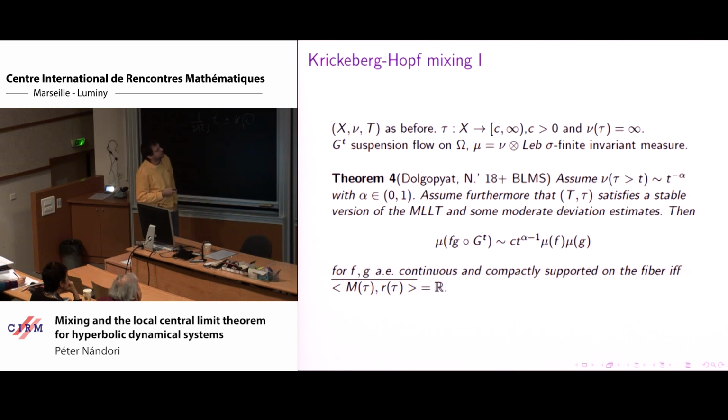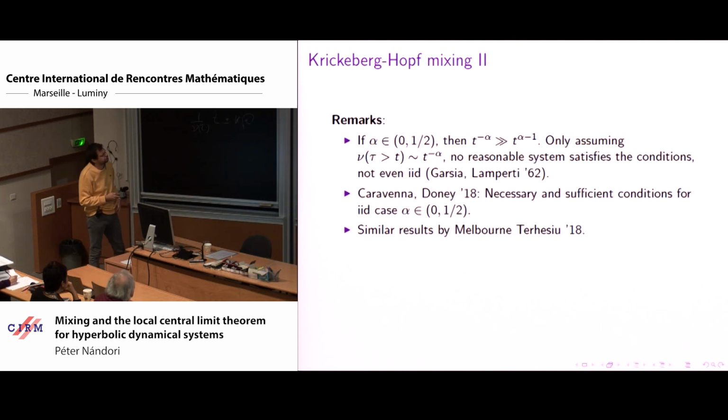It is a very recent result. Maybe one difference is that they have some other conditions. The MLLT follows from their conditions, but instead of the moderate deviation estimate, they have some other conditions, and they have the same conclusions, and they can in particular apply their result to other kinds of maps. Not exactly the same kind of maps that we can apply it to.